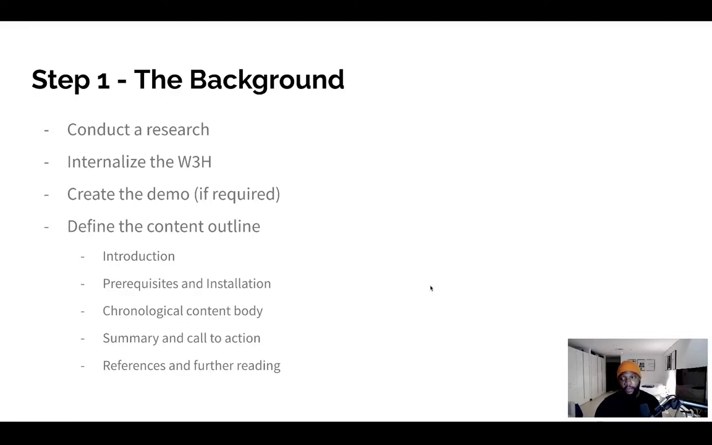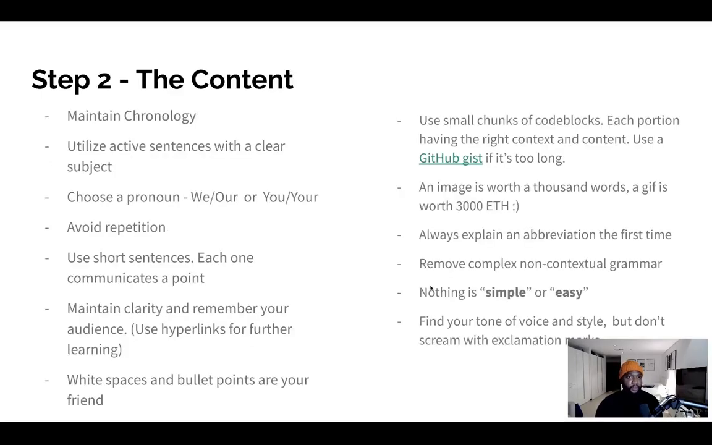Moving on from that, you have the references and further reading. If there's anything you used in the content that isn't yours, you can either reference it within the article or you could put it at the bottom. And if you have materials or content you want people to read after that article that you feel is right, you could add that as further reading.